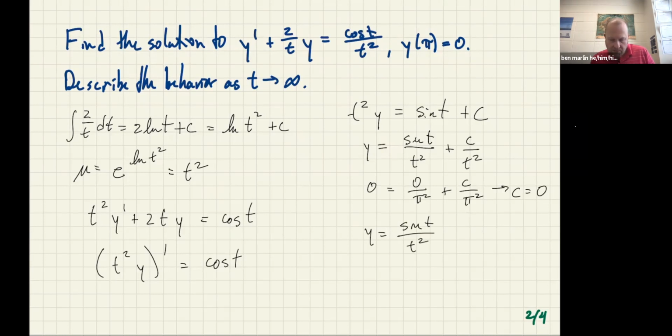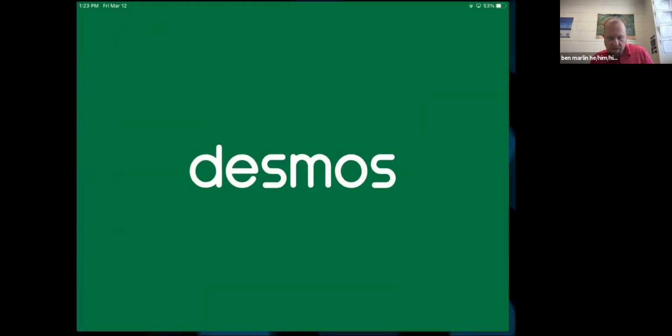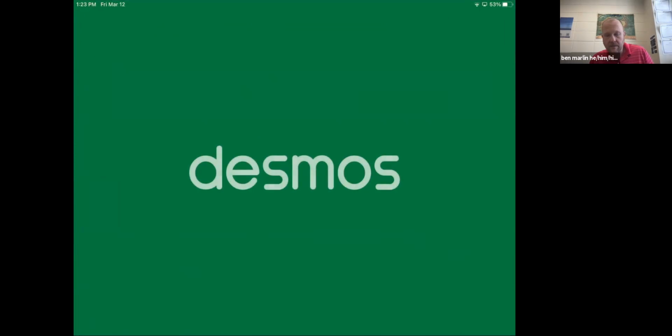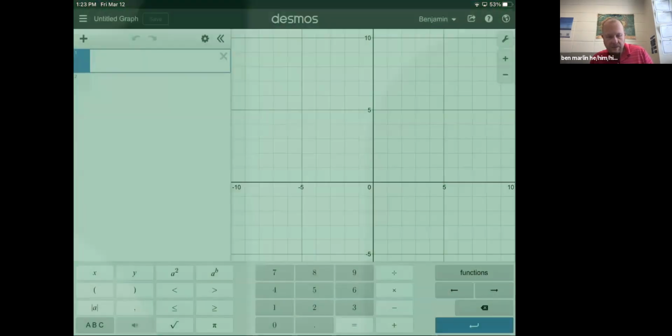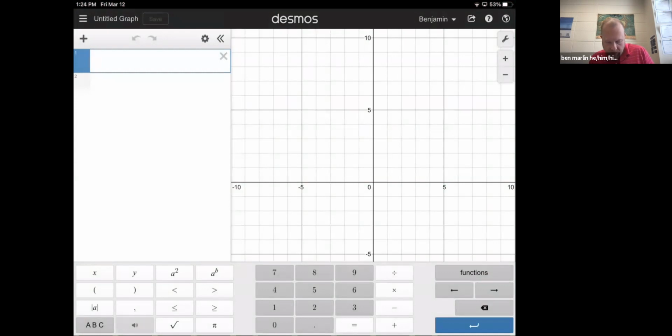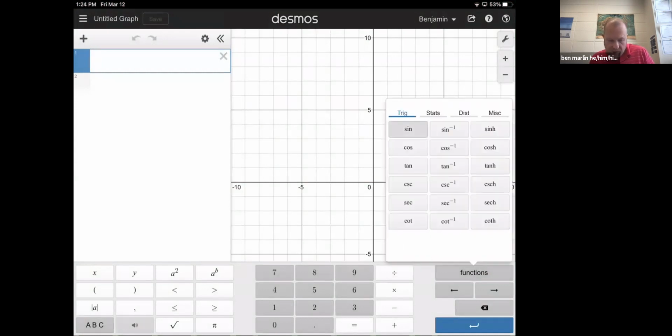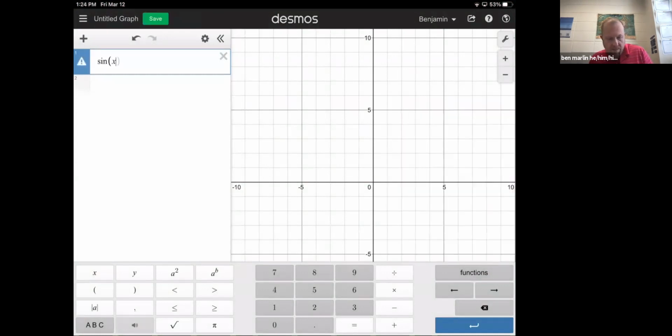All right, did I leave my Desmos running? I did not. Okay, so let's get it opened up here. And we said that that was going to be sine t, but Desmos likes me to use x's, divided by x squared.